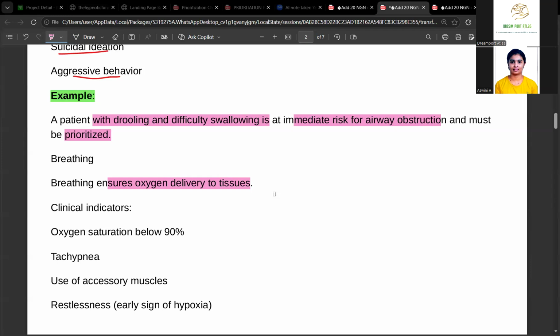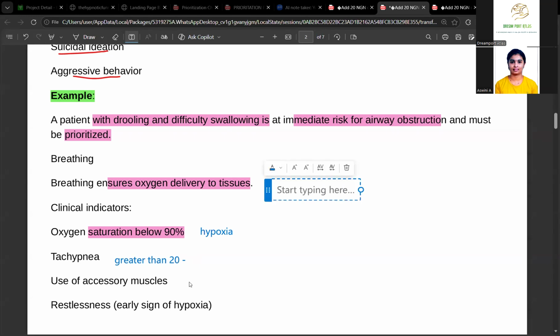How can we assess the oxygen delivery? By looking at the oxygen saturation. Okay, if it is less than 90, what does that indicate? It indicates hypoxia. And also we can look for tachypnea, the respiratory rate. If the respiratory rate is greater than 20, that means the client is having tachypnea. Okay, and if the client is using accessory muscles for respiration, what does it indicate? There is an increased work of breathing.